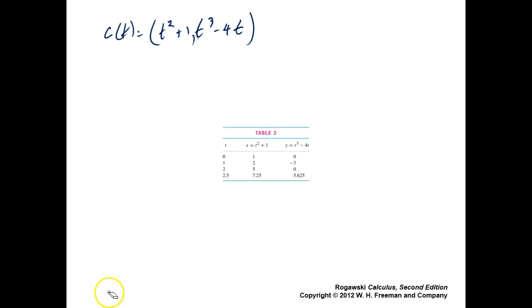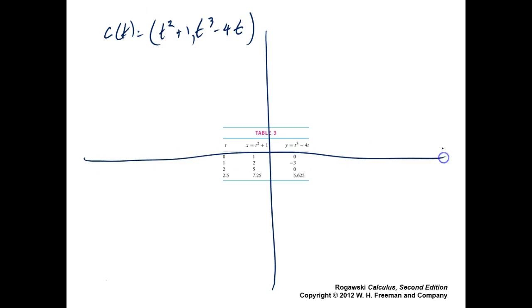So let's set up my scale here. 1, 2, 3, 4, 5, 6, 7, 8. Negative 1, 2, 3, 4, 5, 6, 7, 8, and up and down the same. Okay.